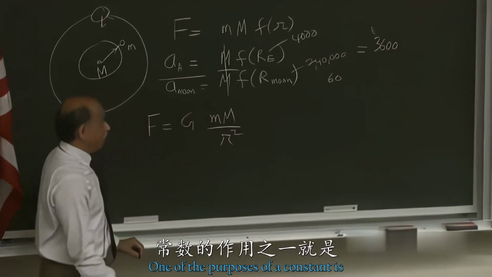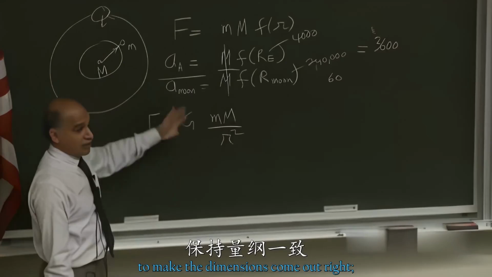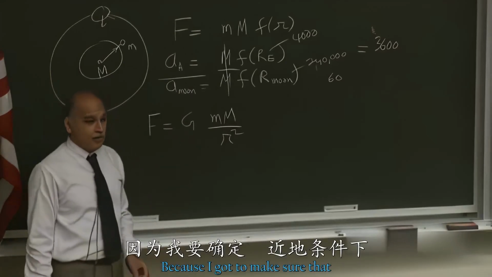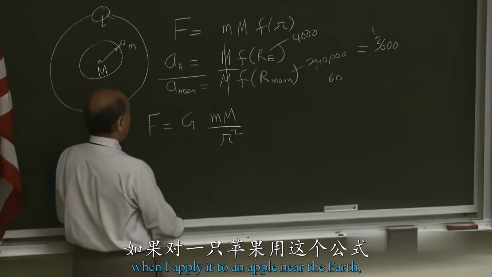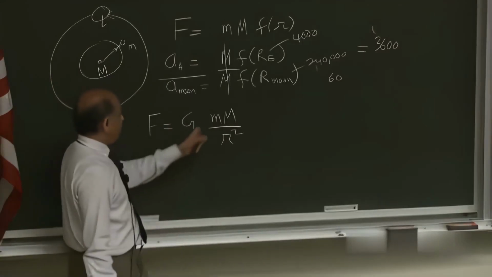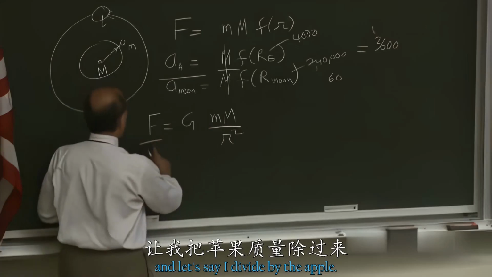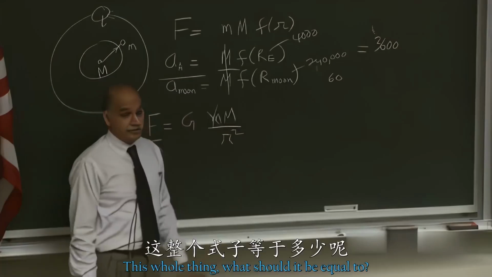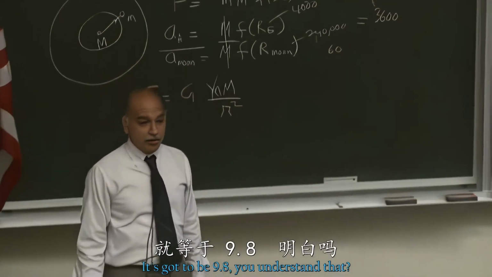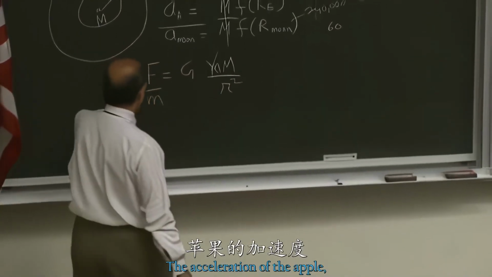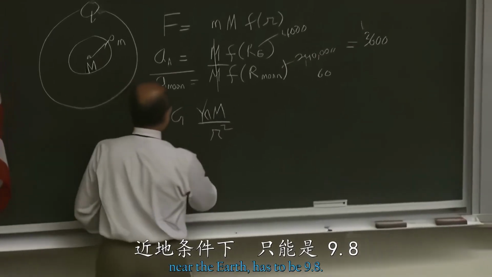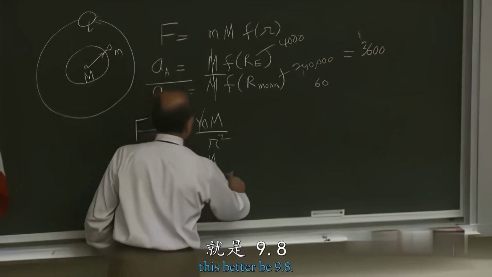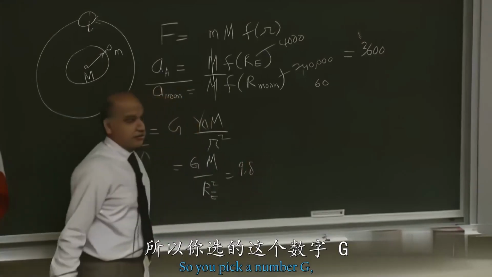And one of the purposes of the constant is to make the dimensions come out right. The other is to make the values come out right. Because I have to make sure that when I apply it to an apple near the earth, I put the mass of the apple, let's say, divided by the apple. This whole thing, what should it be equal to? It's got to be 9.8. You understand that? The acceleration of the apple near the earth has to be 9.8 if I put the radius of the earth here. This better be 9.8.